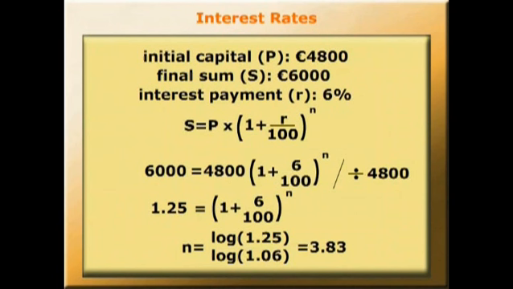So there wouldn't be sufficient funds in the account after 3 years to reach the 6,000 target, but there'd be more than enough after 4 years. You can check the number 3.83 if you've got a calculator with a log function by going back to the original equation and setting n to 3.83.